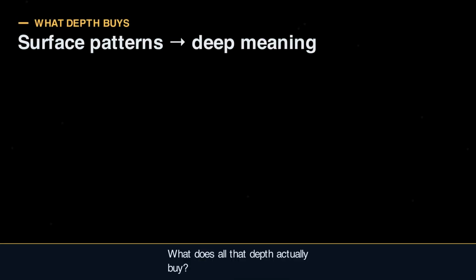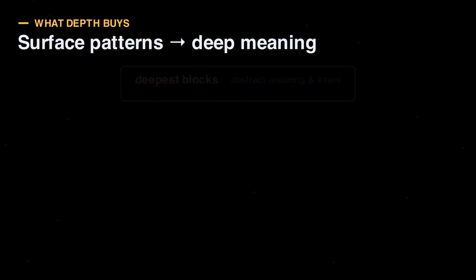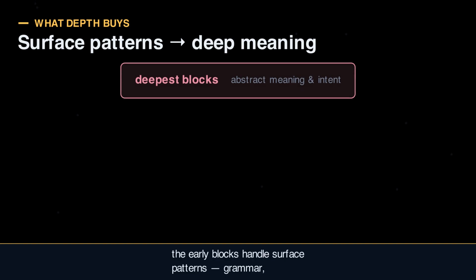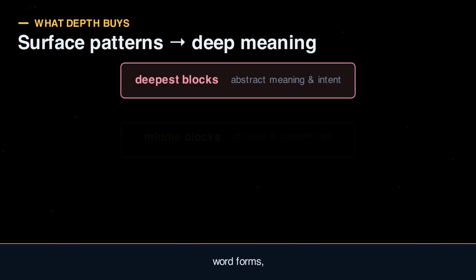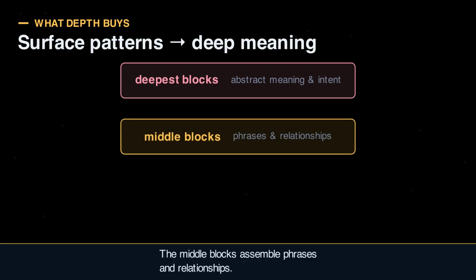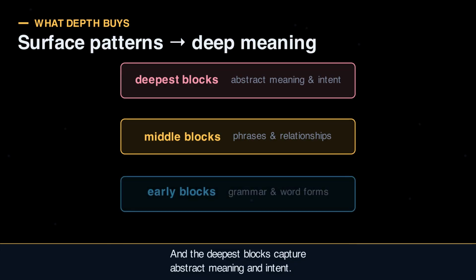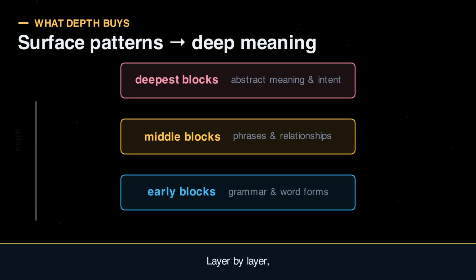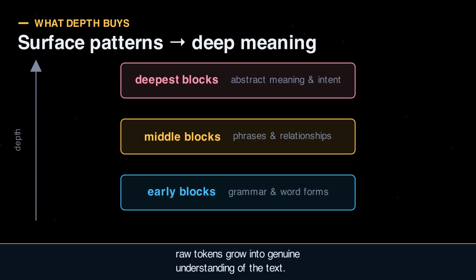What does all that depth actually buy? A rough but useful picture. The early blocks handle surface patterns, grammar, word forms, who is next to whom. The middle blocks assemble phrases and relationships. And the deepest blocks capture abstract meaning and intent. Layer by layer, raw tokens grow into genuine understanding of the text.